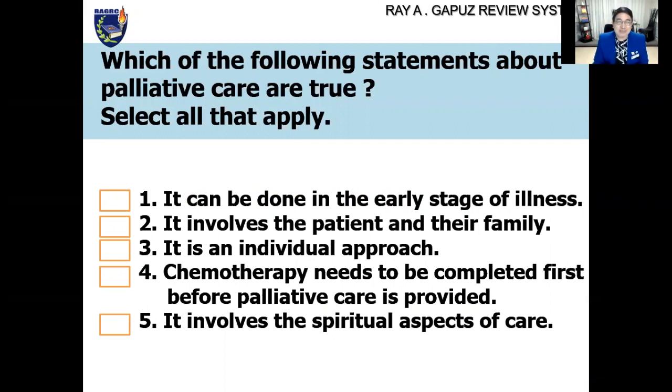Which of the following statements about palliative care are true? Select all that apply. First one, it can be done in the early stages of illness. We just have learned this a while back, so we put a check. It involves the patient and their family. That's what I'm trying to highlight a while back, so we put a check.